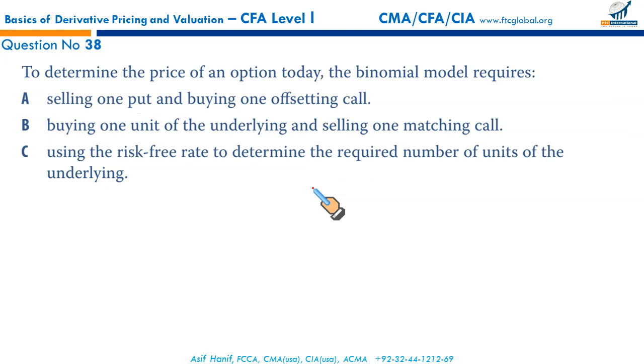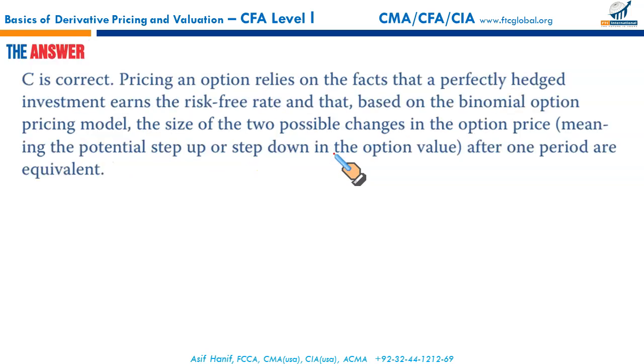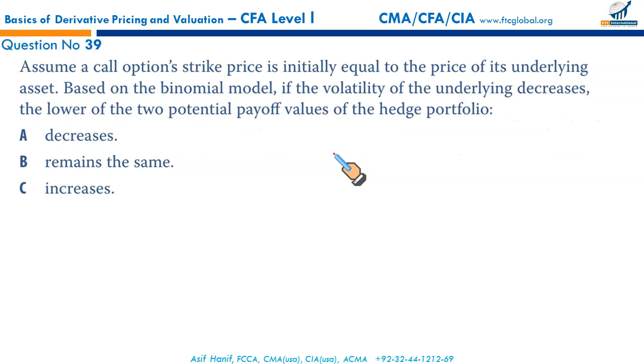Next. To determine the price of an option today, the binomial model requires selling one put and buying one offsetting call. Not buying or selling. In fact, pricing an option under binomial model only relies on the fact that the perfectly hedged investment earns the risk-free rate. So that makes C to be the correct option.